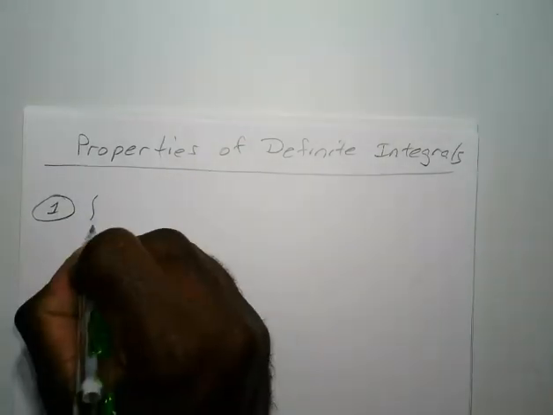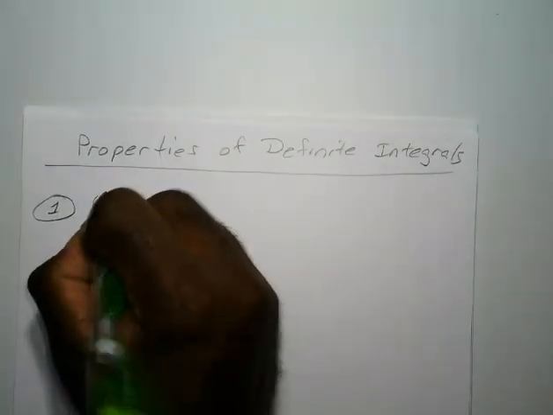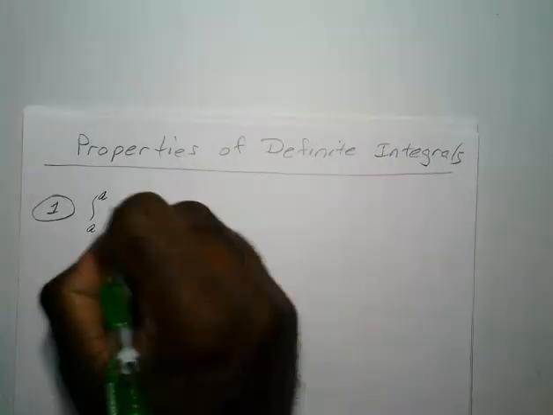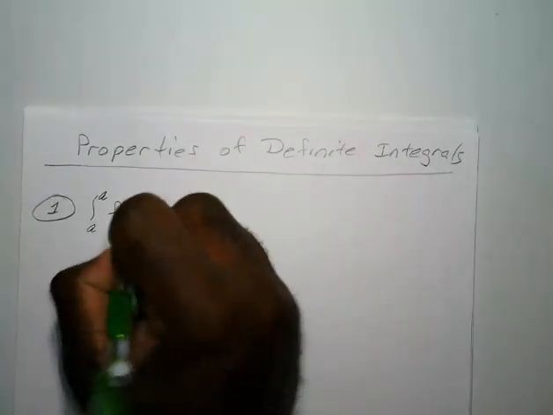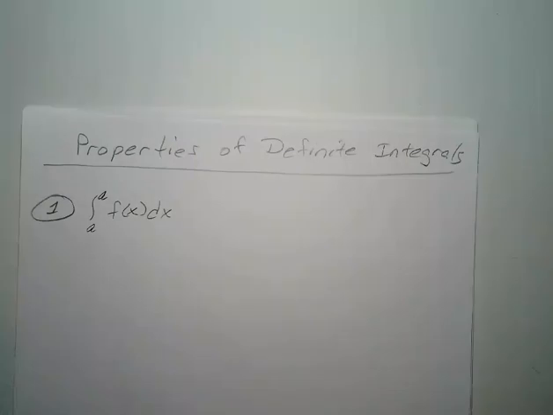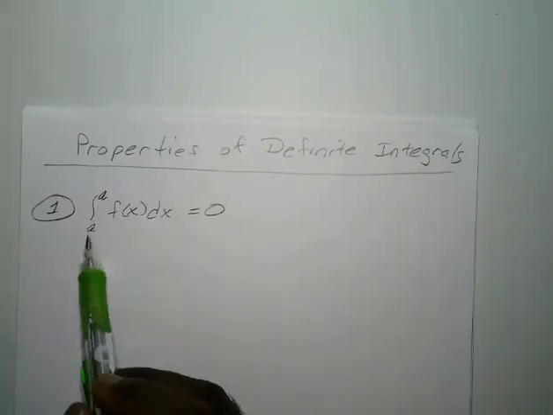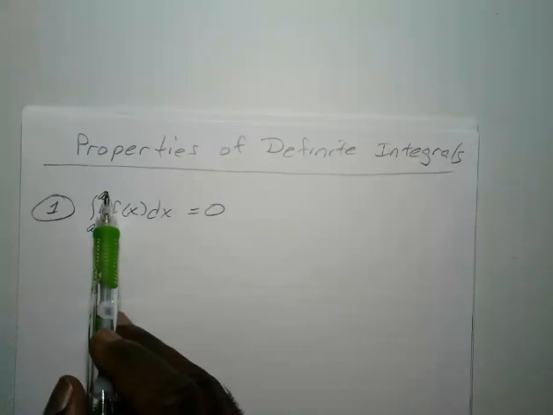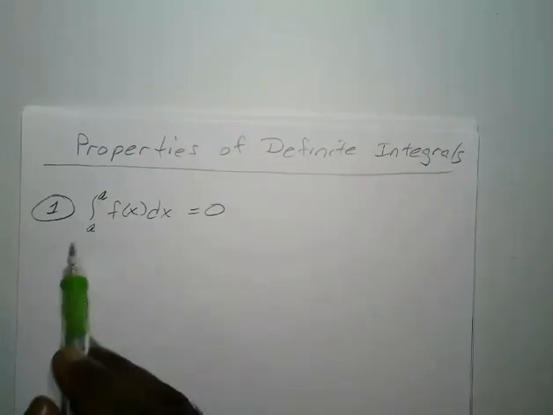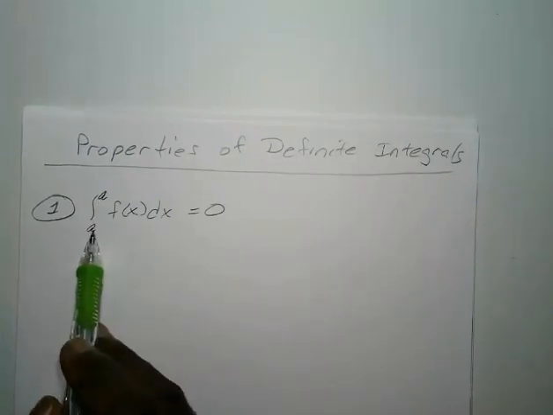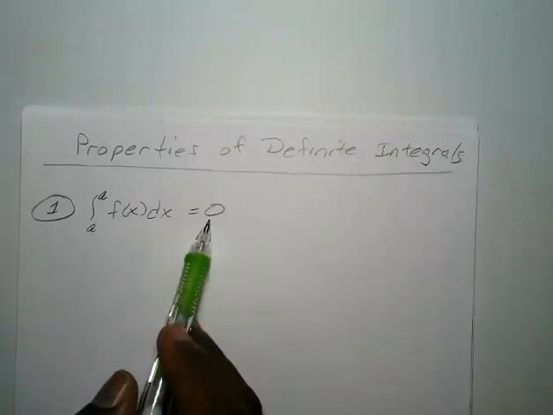is the integral from a to that same value a of f of x with respect to x is equal to 0. Normally you'll have an integral from like 2 to 4 or -3 to 7, but if you start and stop at the same value a, then your integral, or in this case your area, would be 0.